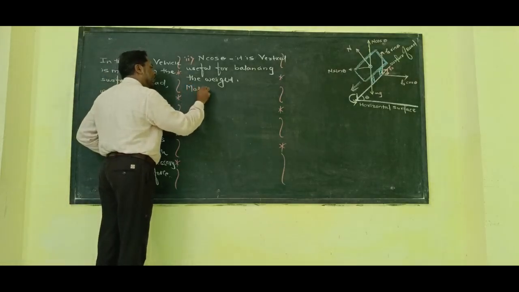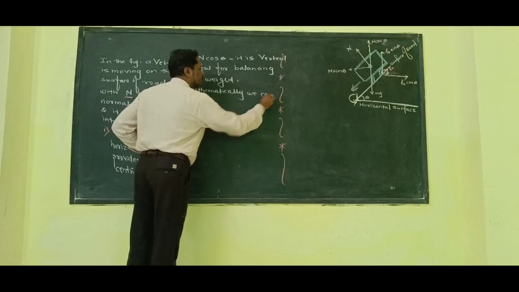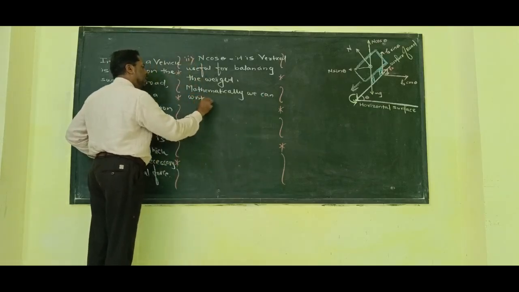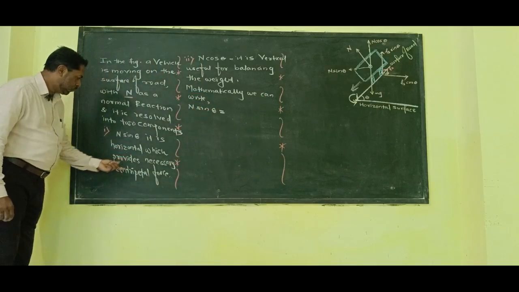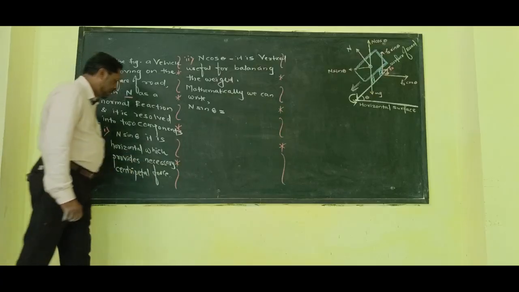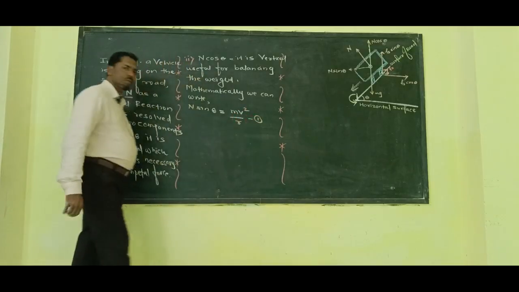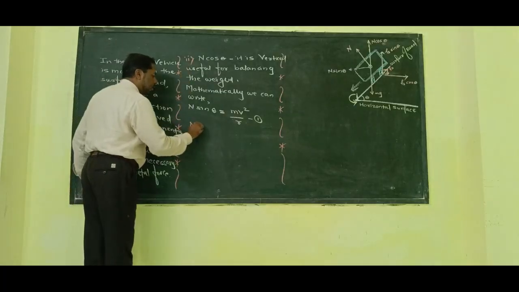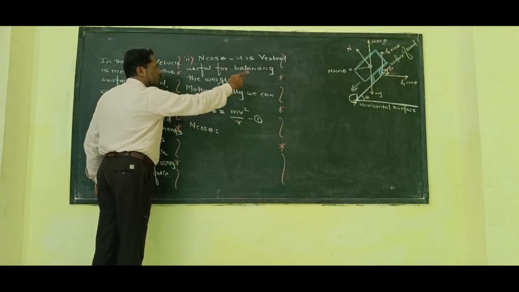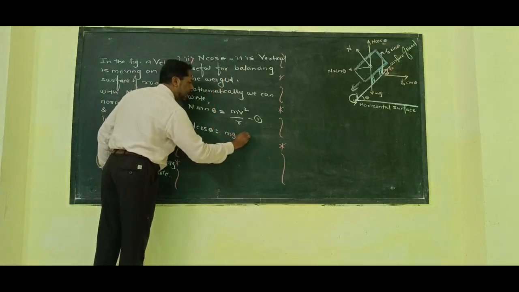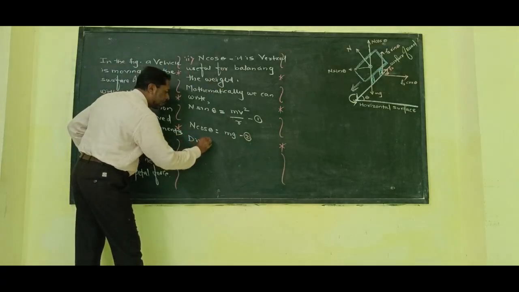Mathematically, we can write that n sin theta is useful for the necessary centripetal force, that is mv square by r. Equation number 1. The second component, n cos theta, is useful for balancing the weight, that is mg. Equation number 2.